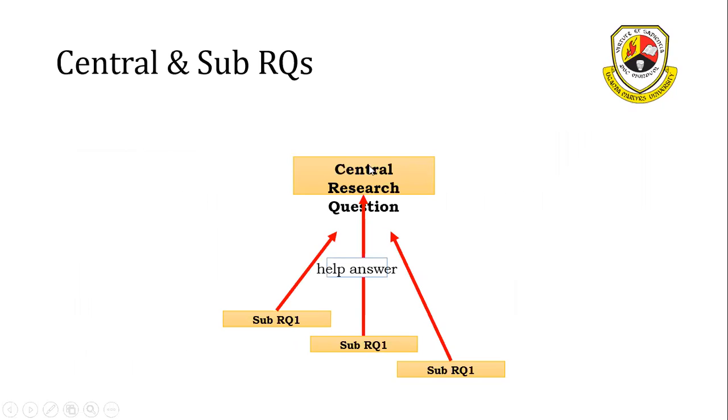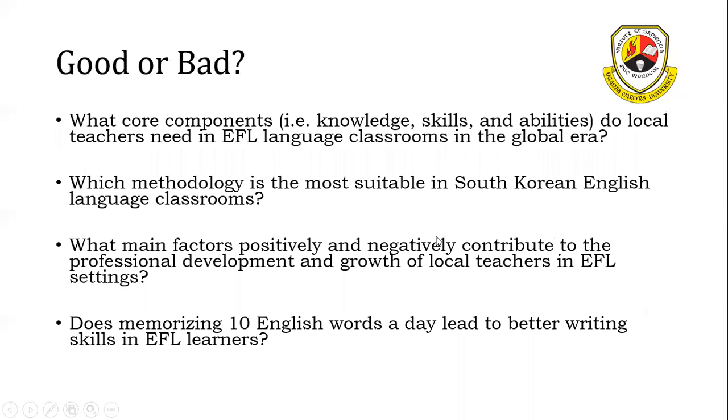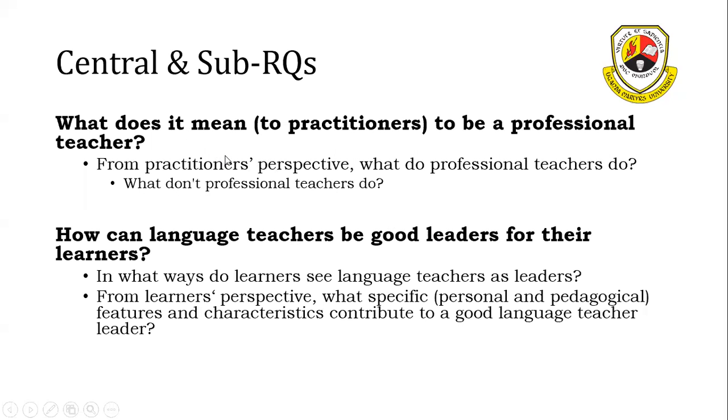So just to go back, remember there's a central question and the sub-questions help answer your overall question. Here I give just some brief discussion. It's basically going back to what we had earlier. You may have a central question like, what does it mean to practitioners to be professional teachers? And then you may have a sub-question, how can language teachers be good teachers to their learners? You can practice just from these two, to understand how to subdivide them.